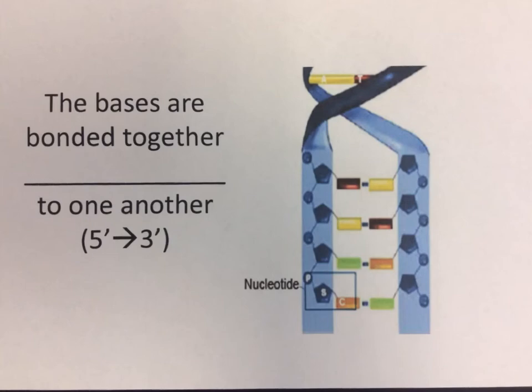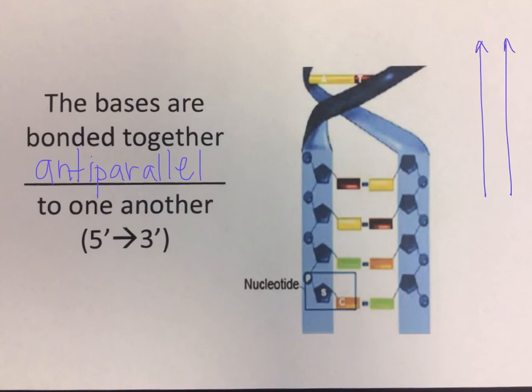One important characteristic of DNA is that the bases are bonded together anti-parallel to one another. We have probably heard the word parallel before, and parallel lines look like this, right? They run alongside each other, but never actually touch. Anti-parallel just means that these lines are going to run parallel to one another. You can see that these two strands of DNA run parallel to one another. However, they're kind of upside down.